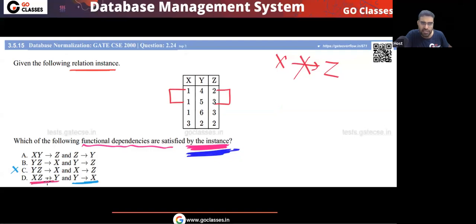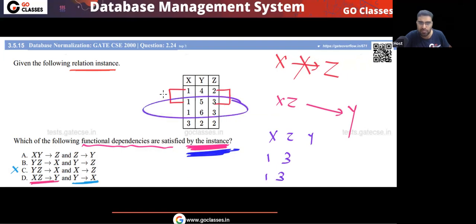But what about XZ determining Y? Can I say XZ determines Y? No, because you can easily see XZ is 13, XZ is 13. Look at these two tuples. XZ is 13. But what is the value of Y?